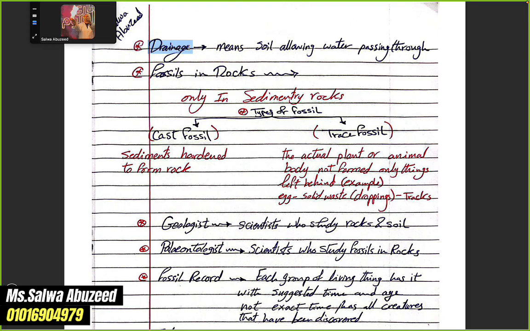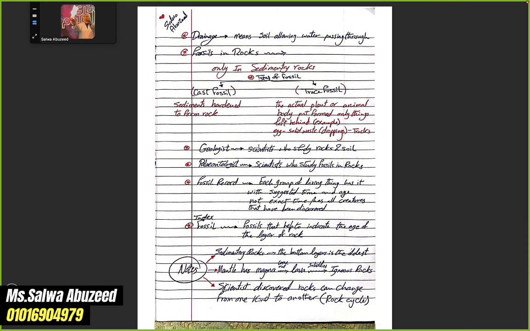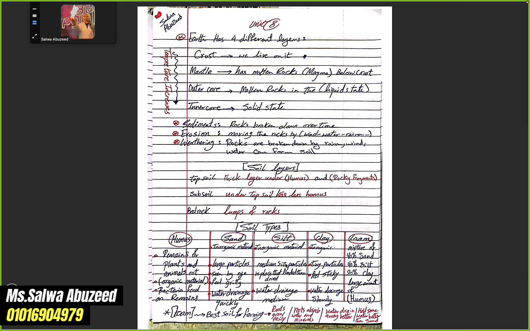Drainage. D-R-A-I-N-A-G-E. Drainage. What's the meaning of drainage? Drainage, allowing the soil to pass the water through. So the word drainage is important because you're going to be differentiating between the types of soil. How many types of soil do we have? We have 4. One of them is a thief as well. As I told you in the rocks, also in the soil we have a thief.